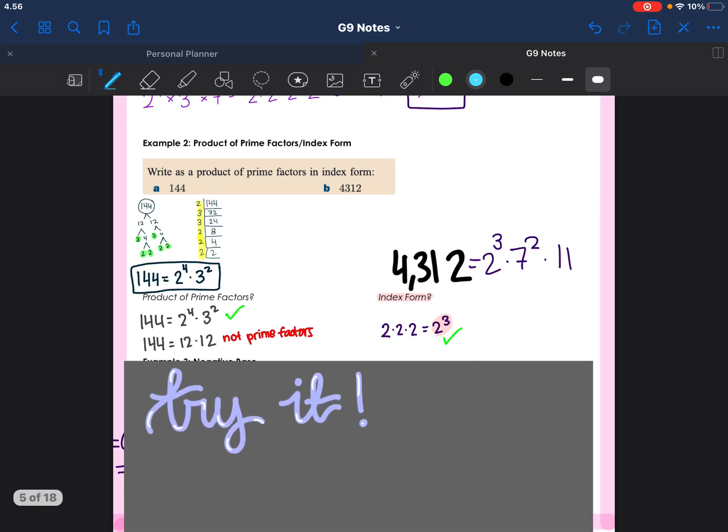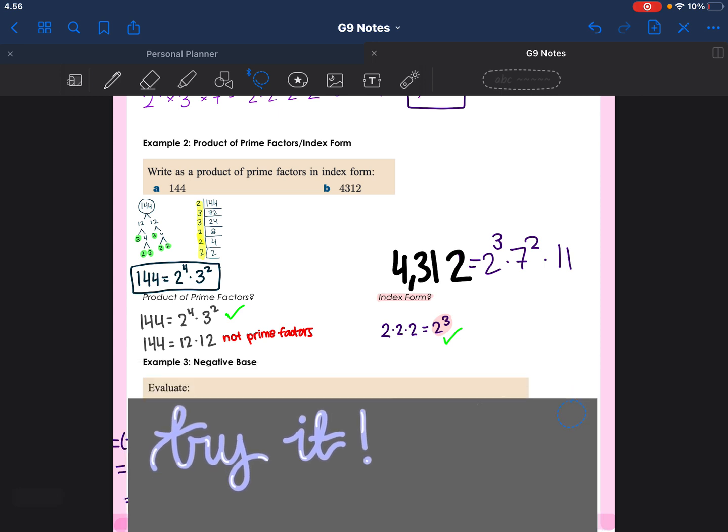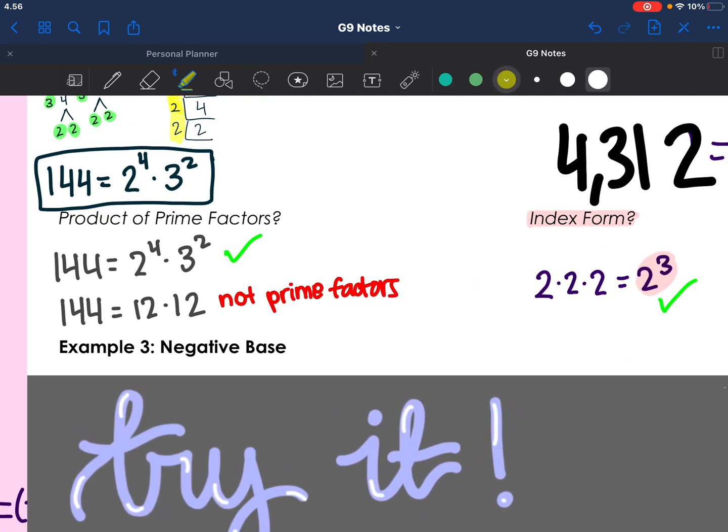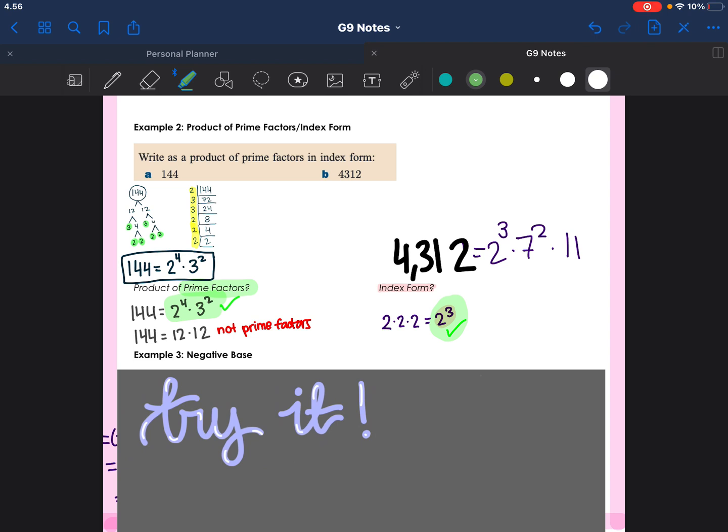Alright. So which one is the product of prime factors? Which one is the index form? So okay, let's make sure that you guys know the difference. Prime factors is this one here. Make sure that they are prime, so 2 and 3 are prime numbers, and they're factors. So index form is this form right here. You have a base and you have an exponent, or the power.